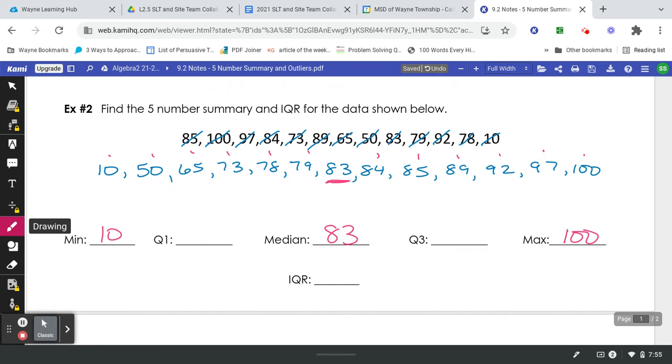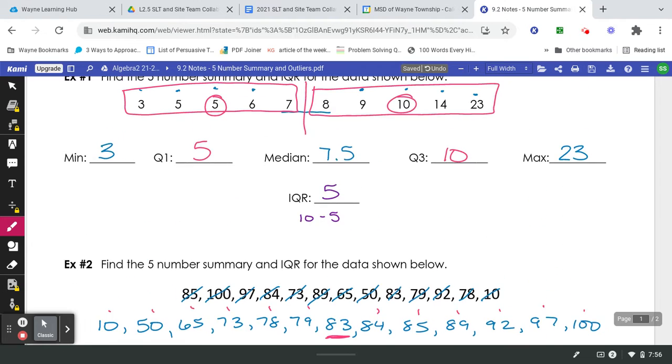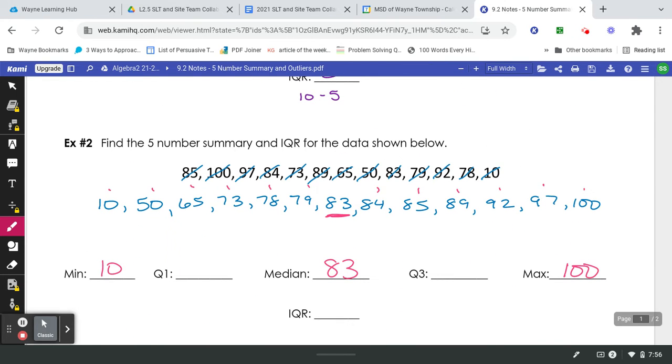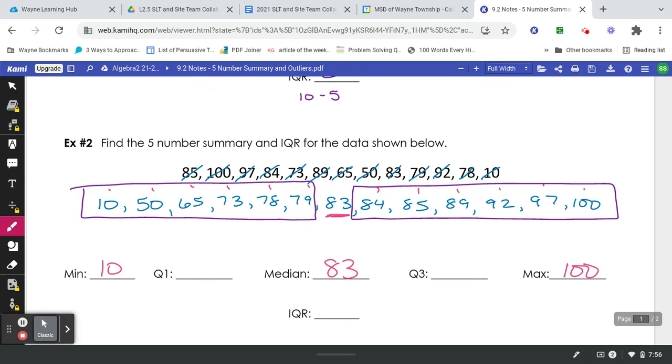When you have a number that is the median, as opposed to having a number that's in between the 2 numbers, we actually don't want to include that middle number 83 in the bottom half or in the top half. So that just kind of gets left alone. And then we go to the middle of these, which ends up being the 65 and the 73, so right here in the middle there.